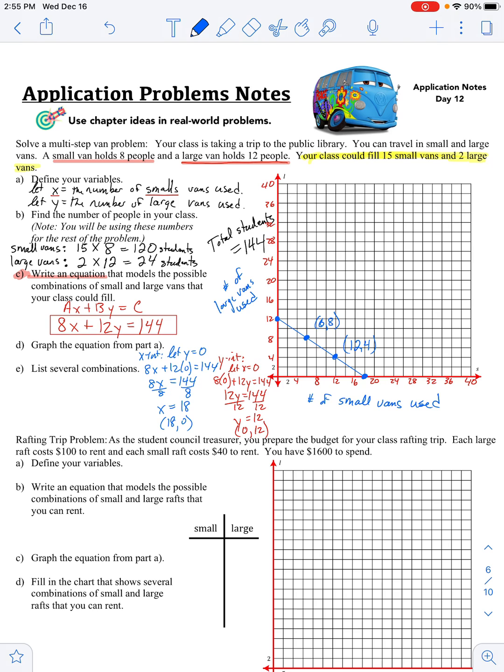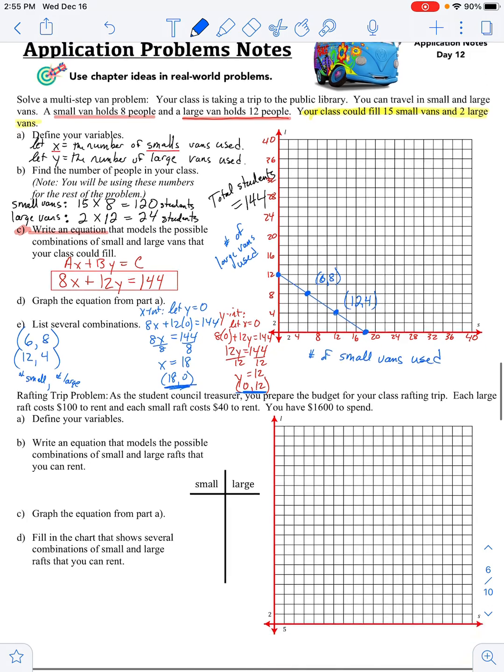So they ask you to list some combinations that work. Some other combinations that work would be 6 and 8. There'd also be 12 and 4. And again, remember this is the number of small, the number of large vans utilized. We also have the points that we just found a moment ago, which are (18, 0) and (0, 12). There are actually a couple others as well, that again, if you found the slope, that might help you be able to locate those. I will let you kind of tackle that on your own, or your teacher can address that too if they have questions.